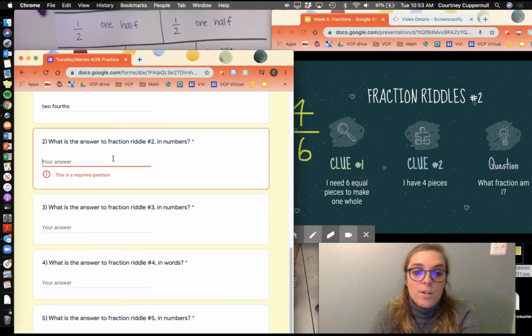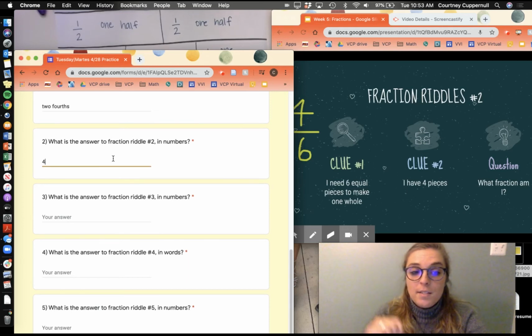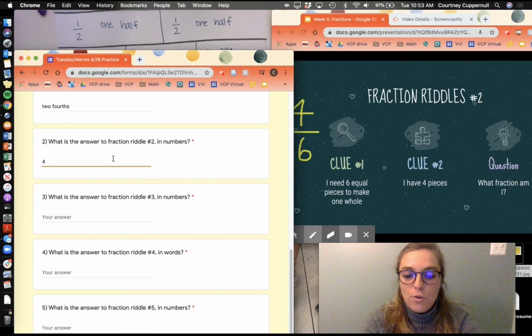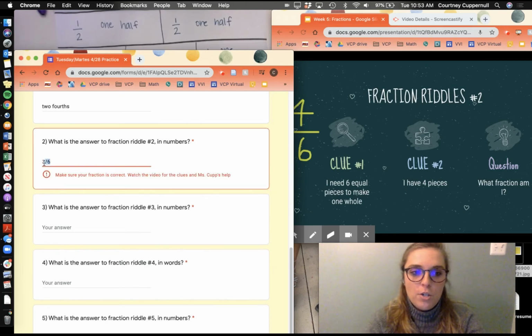It says, what is the answer to fraction riddle number 2 in numbers? In order to type this, you're going to click the 4 at the top of your computer. Now you're going to find the slash, which is next to shift on the right side of your keyboard, the bottom right corner. There is a slash button. You click it like that, and then you're going to click 6. If you have some typing trouble, don't worry, it will warn you. For example, if you try to type 3 sixths and then you move on, it's going to be like, uh-oh, make sure it's correct.